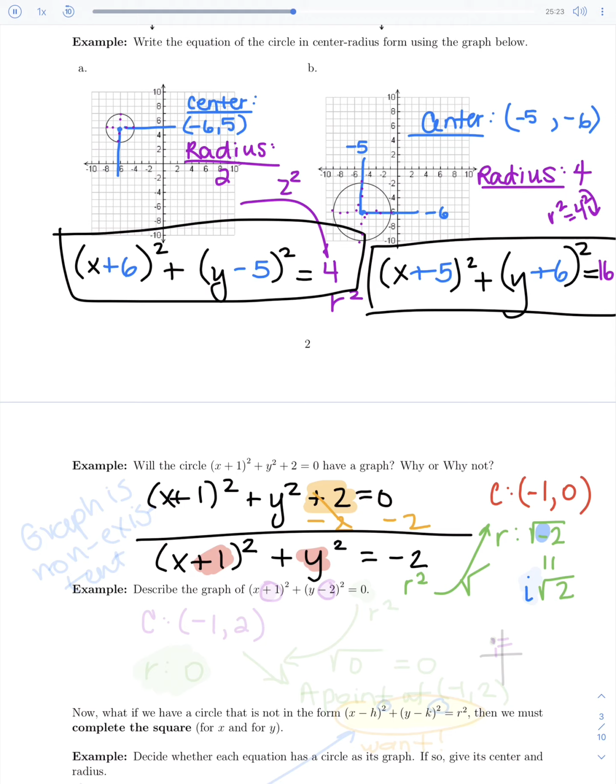There is a huge problem with this when we graph things on the real number line. This i means we've got something that's not real, we've got something that is imaginary. So what this actually means is that there is no graph. The graph is non-existent. Why? Because we get an imaginary radius, which means there would be no graph on the real number line. So we'll say a fancy answer here. We'll say that the graph is non-existent.